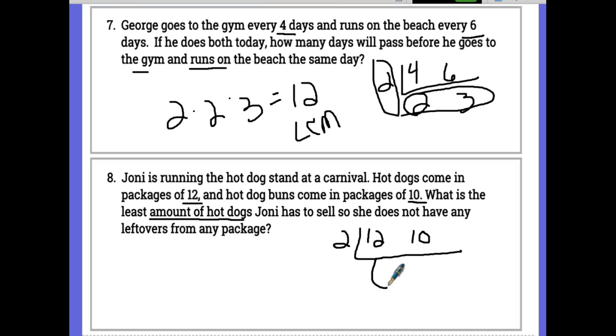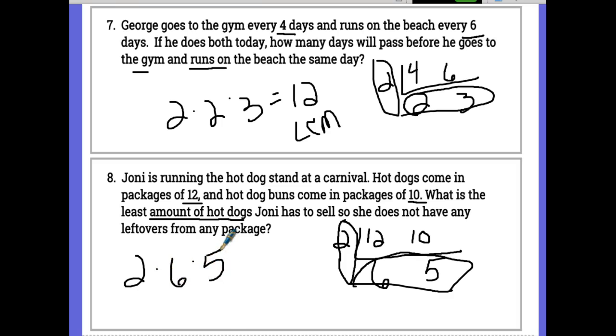Okay, so 2 times 6 is 12. 2 times 5 is 10. 6 and 5, there's no other common factor that I can pull out or prime factor that I can pull out of those. So I'm going to multiply 2 times 6 times 5. 2 times 6 is 12. 12 times 5 is 60. And she has to be able to sell 60 hot dogs so that she does not have any hot dogs or buns left over. That's your least common multiple.